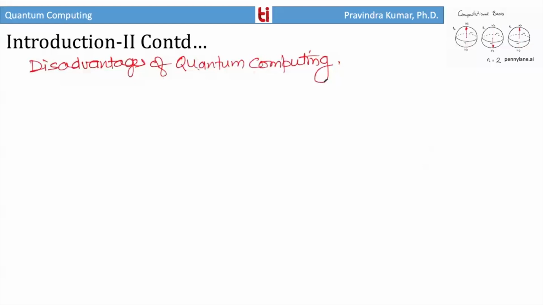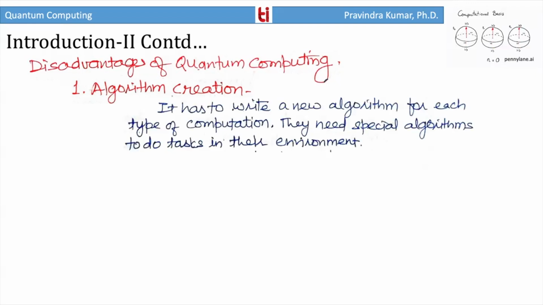Quantum computing is a complicated and controversial technology that has the potential to revolutionize computing in the future. Besides the advantages, there are some disadvantages of quantum computing. The first one is algorithm creation. It has to write new algorithms for each type of computation. They need special algorithms to do tasks in their environment. A classical computer has a processor, memory, and software. There is no such thing in quantum computing till now.